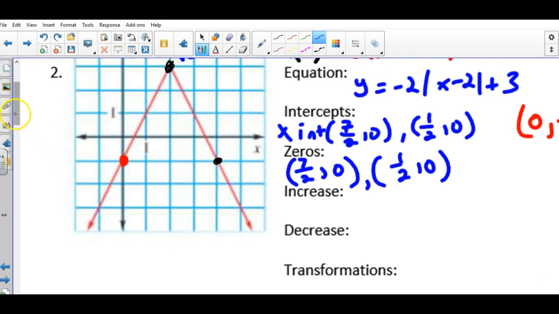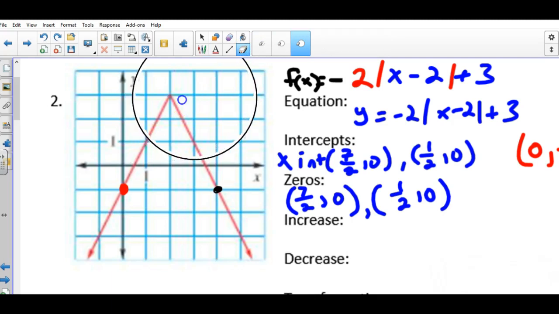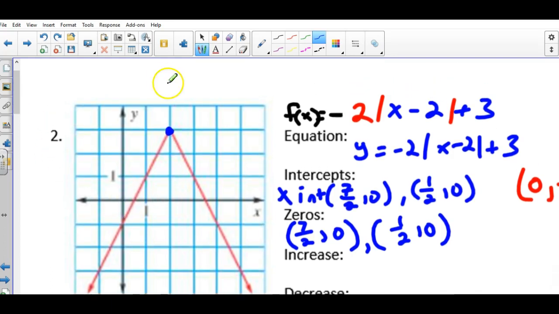Okay, increasing and decreasing. If you remember from the previous problem, let's go and label our parts. Our vertex, what x value is that? That's 1, 2. So that's 2. Now, what's way out here to the left, way to the left? You have negative infinity. And what's way out here to the right? Positive infinity.